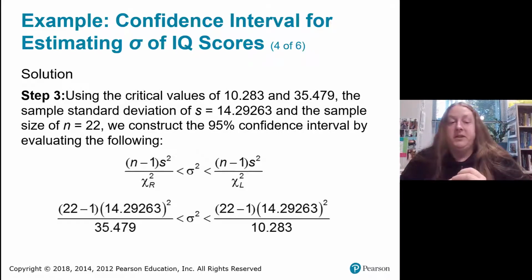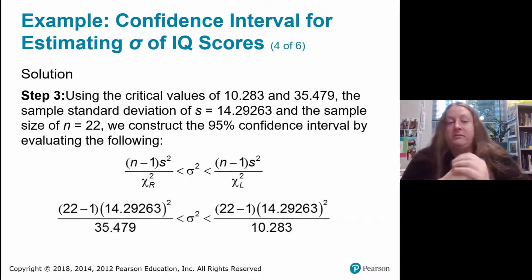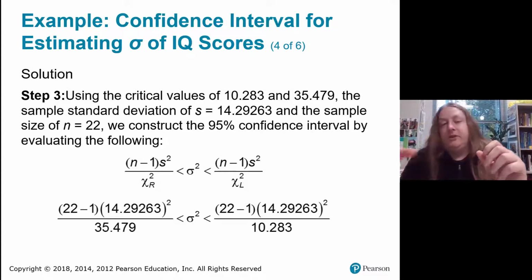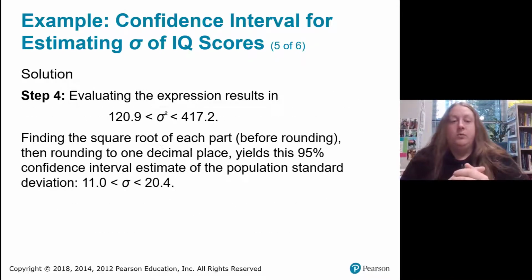So n-1 is going to be 22 minus 1. Our sample variance is going to be 14.29263 squared. And remember, we take our right-tailed limit for the lower one and our left-tailed one for the upper one. And we've got this beautiful thing. We do some arithmetic, and we get a confidence interval of 120.9 up to 417.2. So there we have our 95% confidence interval for our population variance.